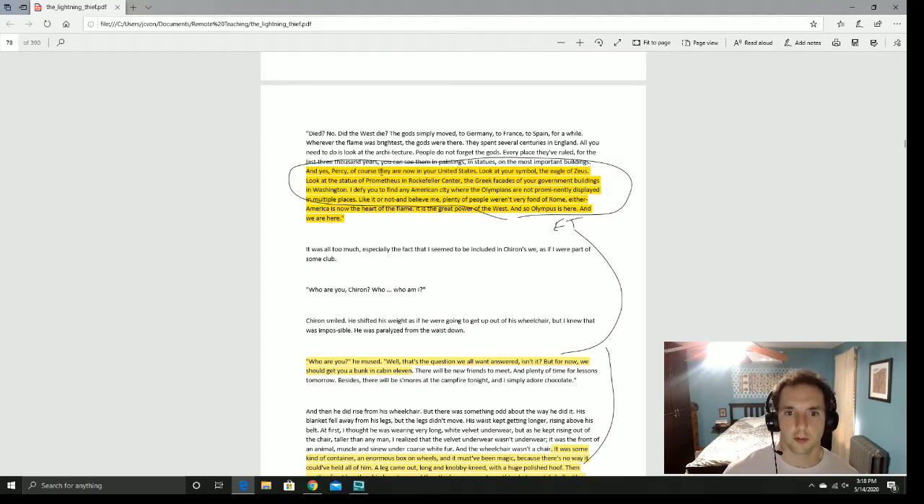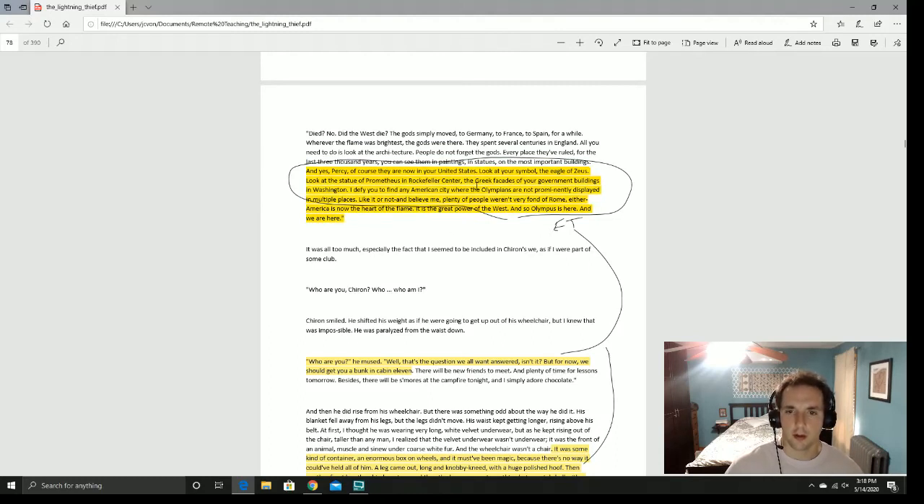And yes, Percy, of course they are now in your United States. Look at your symbol, the eagle of Zeus. Look at the statue of Prometheus in Rockefeller Center, the Greek facades of your government buildings in Washington. I defy you to find any American city where the Olympians are not prominently displayed in multiple places. Like it or not, believe me, plenty of people weren't very fond of Rome either. America is now the heart of the flame. It is the great power of the West, and so Olympus is here, and we are here.